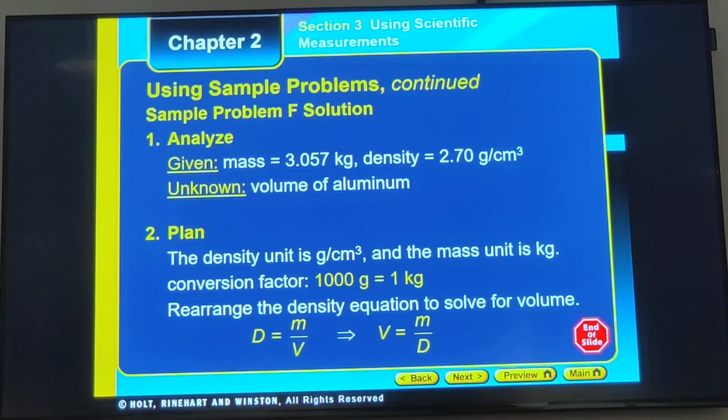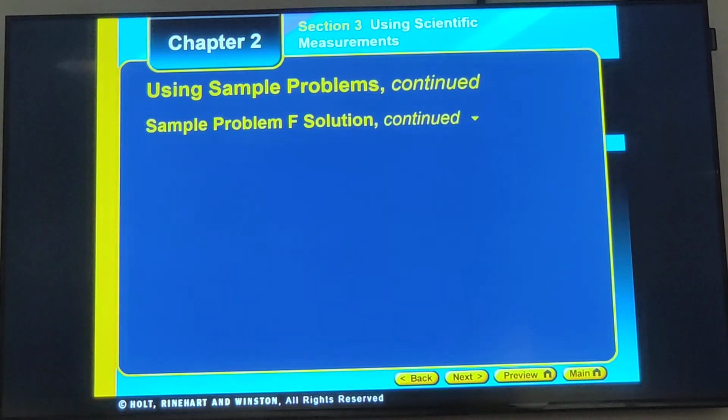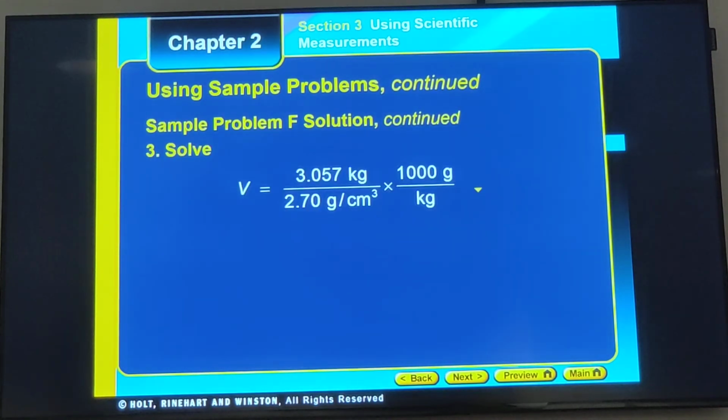I'm trying to find out volume. So if I cover up volume in this equation, I have mass divided by density. So I rearranged it. It should be volume is equal to mass divided by density. So I put my numbers in the appropriate spot. I need to change the kilograms into grams by multiplying by 1,000 first. And then my calculator answer will say that.